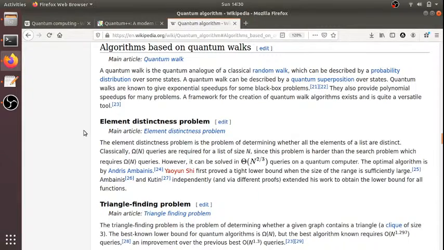What's a quantum walk? A quantum walk is a quantum analog of a classical random walk, which can be described by probability distribution over some states. A quantum walk can be described by quantum superposition over states. Okay, quantum walks are known to give exponential speedups for some black box problems. They also provide polynomial speedups for many problems. A framework for the creation of quantum walk algorithms exists and is quite a versatile tool.